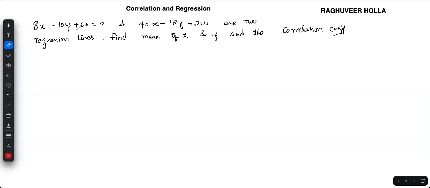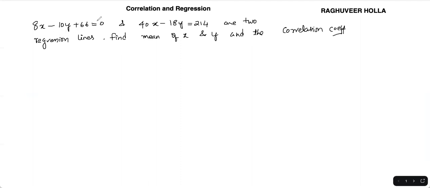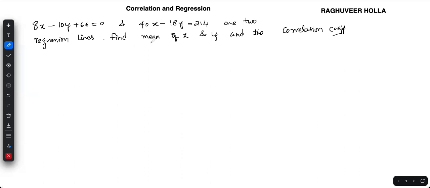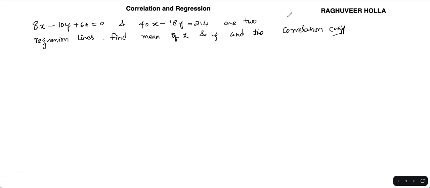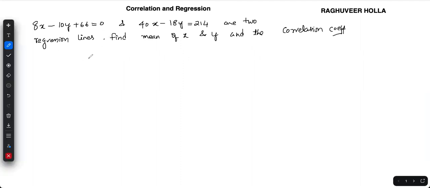So let us see this simple problem here. I've been given two regression lines, and we have to find x bar and y bar, which is the mean, and also find the correlation coefficient. Right now, we'll write down the regression lines. This is 8x minus 10y plus 66 is equal to 0, and 40x minus 18y is equal to 214. We'll write this in the form 40x minus 18y minus 214 is equal to 0.